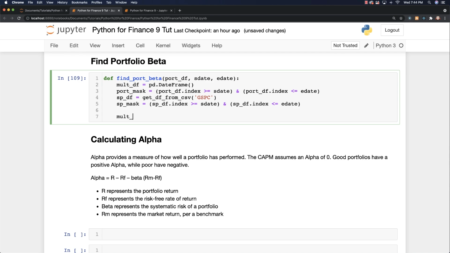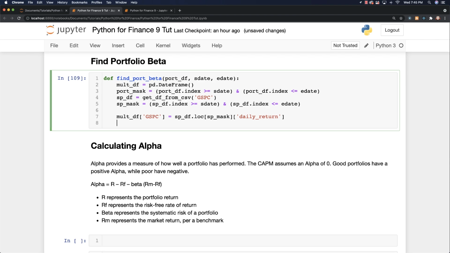So I'm going to go mult data frame and GSPC like that. And this is equal to S&P DF and location S&P. I use my mask to say what dates I want to pull the information from. And then I say specifically, I am interested in the daily return data for the S&P 500.